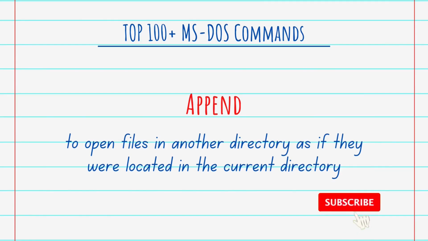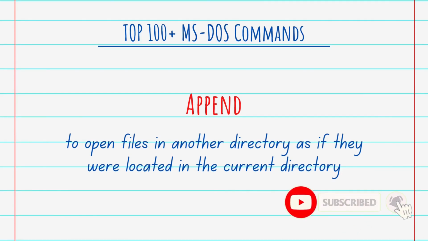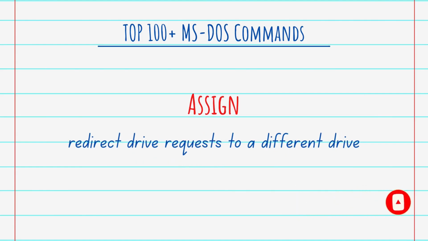The append command can be used by a program to open files in another directory as if they were located in the current directory. Second is assign. The assign command is used to redirect a drive request to a different drive. This command also shows the drive assignments and resets drive letters to their original assignments.